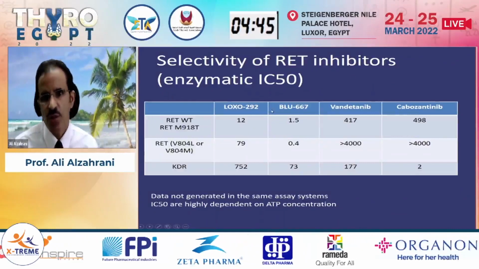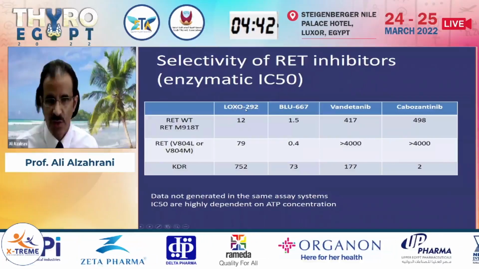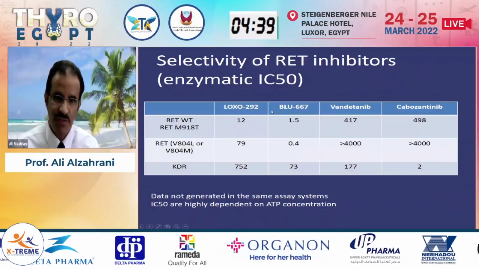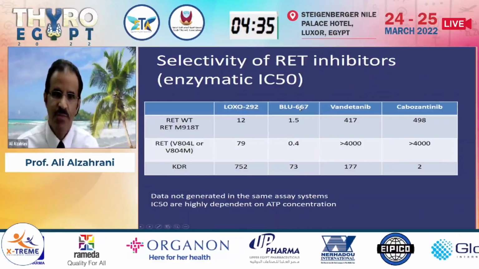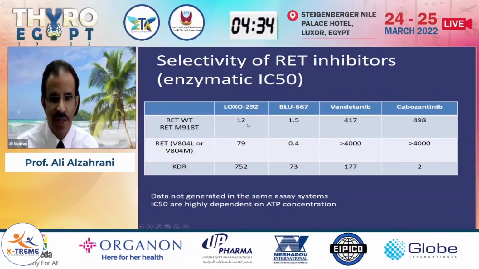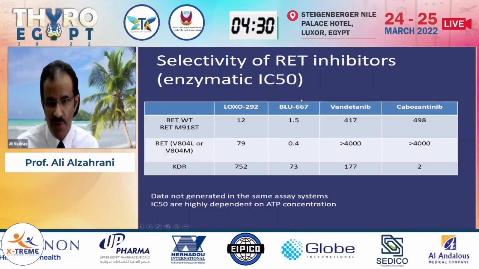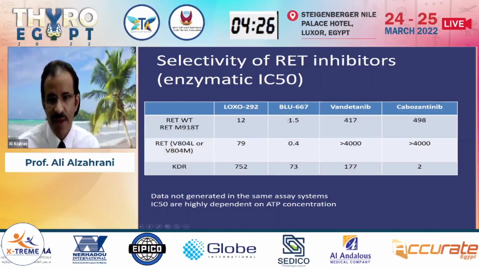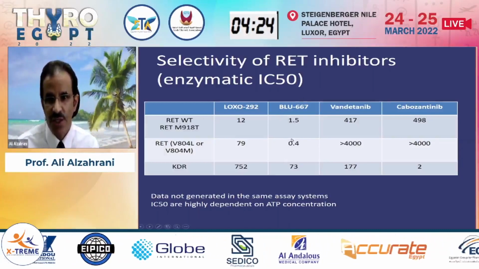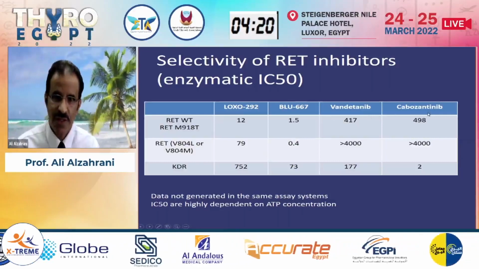Two new drugs were approved last year. They used to be referred to as LOXO-292 and BLU-667. Today, we know that this is Selpercatinib, this is Pralsetinib. As you can see, they have very high activity against RET. The beautiful thing about those drugs, they are more specific. They inhibit RET, and therefore they are associated with much fewer side effects than Vandetanib and Cabozantinib.